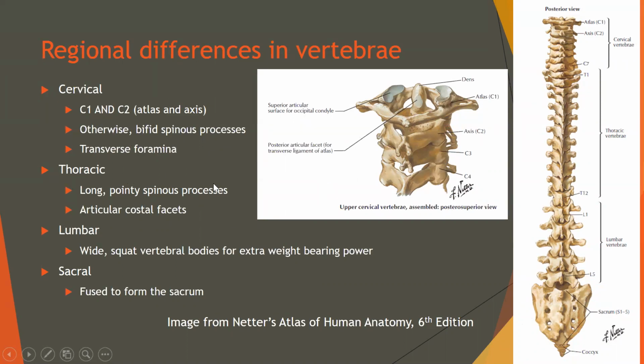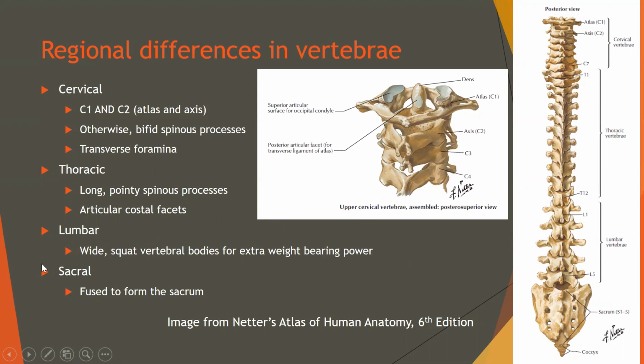Then you've got your thoracic vertebrae, which have longer, pointier spinous processes, and they've got articular facets for the ribs as well. Finally, well, not finally, actually, there's two left. But your lumbar spine has wide, squat vertebral bodies, as you can see here. And that's because they have to bear a lot of weight. The lumbar spine is the major weight-bearing spine.